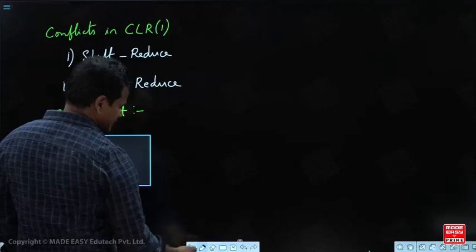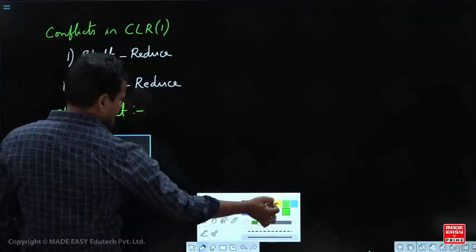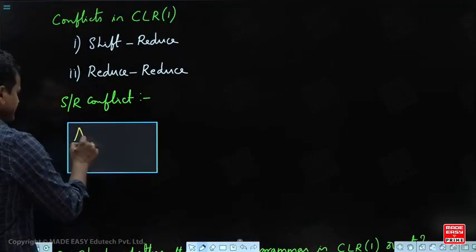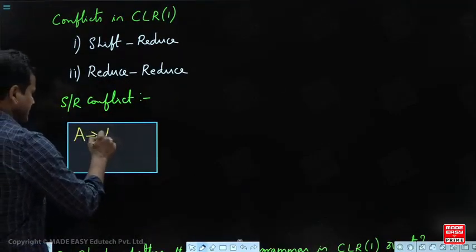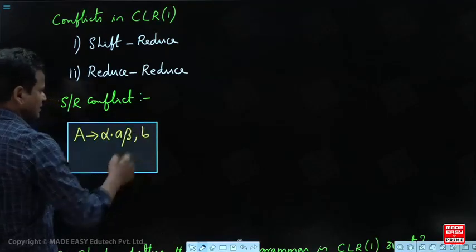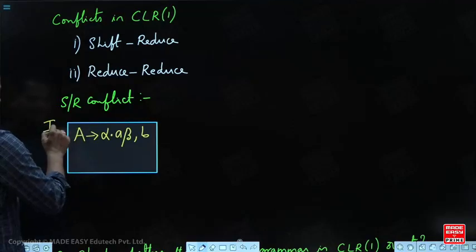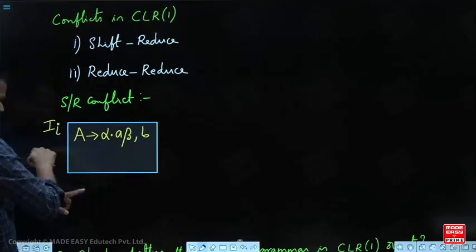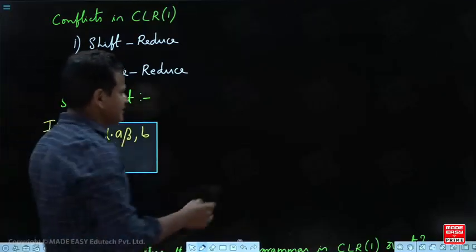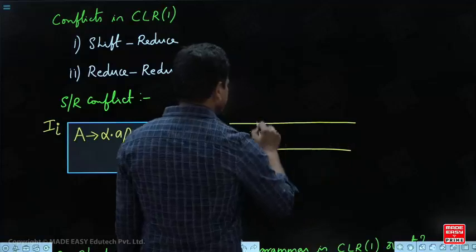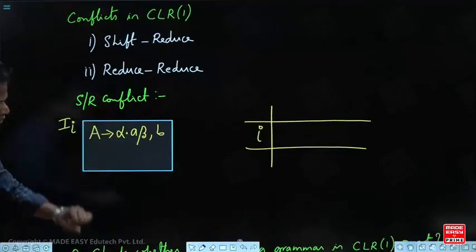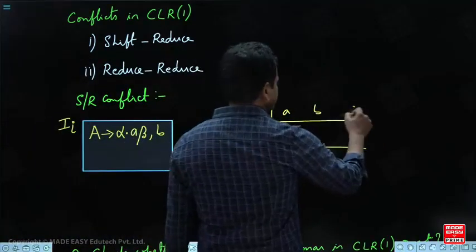When do we write the shift operation? We write the shift operation if it is a terminal. A goes to alpha dot A beta comma B. Look at this. Suppose a state is like this, Ii. In this state, we have one production A goes to alpha dot A beta comma B. Now for this, how will you enter? In the ith row. Why ith row? Because the name of the state is Ii. And suppose the columns are A, B, C, $.